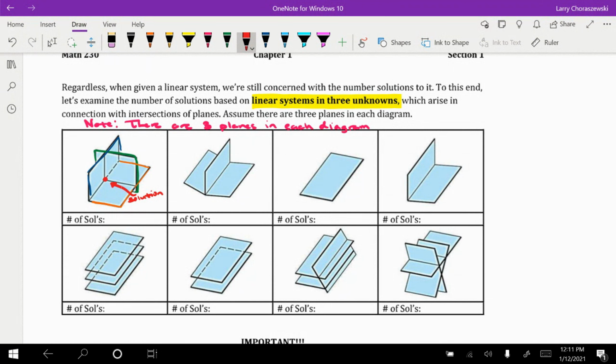All right, so the number of solutions to this system is just 1. Okay, so just that corner point. With our second diagram, we're seeing 3 planes again. Here's a plane. There's a plane. And we've got this as a plane. Are these planes intersecting each other? If so, in how many spots?